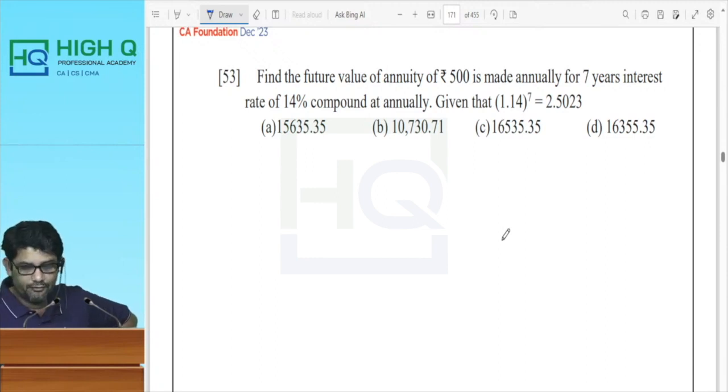They ask you to find out future value. Use the future value formula fast. People are taking too much time. Why only 10 seconds? You know, the value of 1.14 whole power 7 is already given to you. Why not giving me answer? Guys, fast! No one has given me answer.